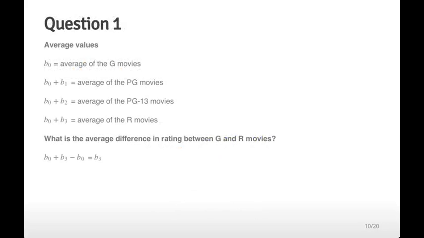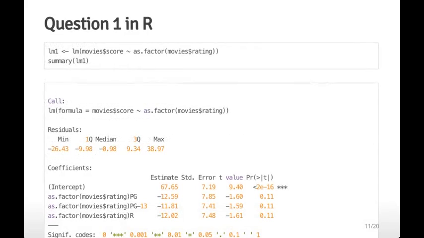So the first question that you might want to ask is what is the average difference in rating between G and R movies. In that case, the average rating for G movies is just equal to this B0 term, and the average rating for the R movies was B0 plus B3. So if we want to get the average difference, we do B0 plus B3 minus B0. We just get the B3 term. It turns out that in R, we've actually already calculated the B3 term. That was the coefficient on the R ratings down here. So that's B3, and we already have its estimate, its standard error, its t-value and its p-value.